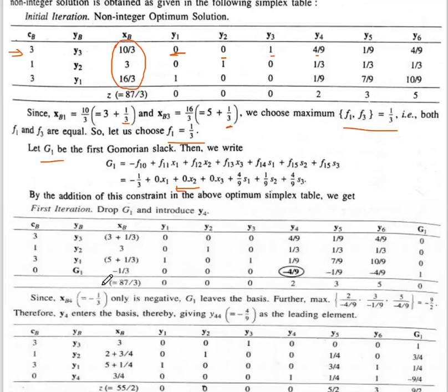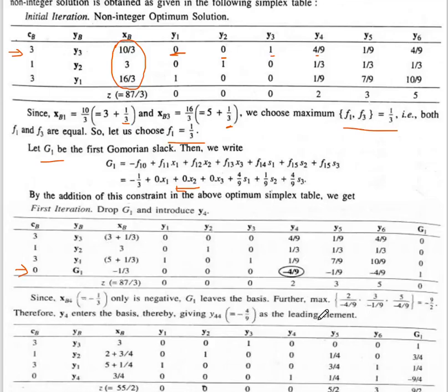Now we will solve this problem by using the dual simplex method. So here we will find out the outgoing vector. Here negative G1 is negative, so this will leave the basis. Then we will find out the incoming vector. Here xb4, that is minus 1 by 3, is negative. Therefore G1 leaves the basis.